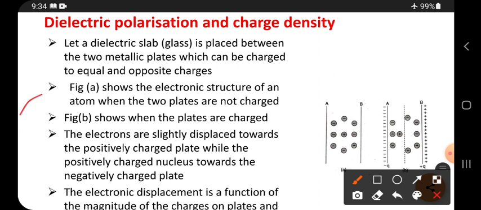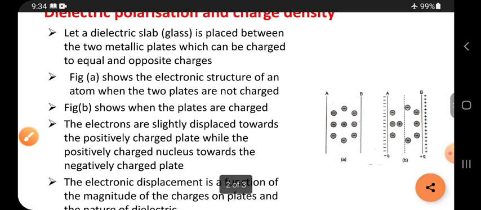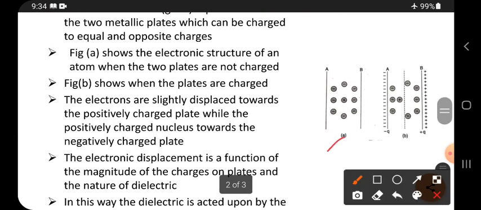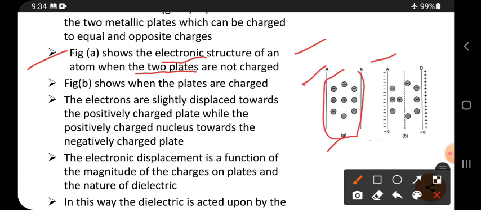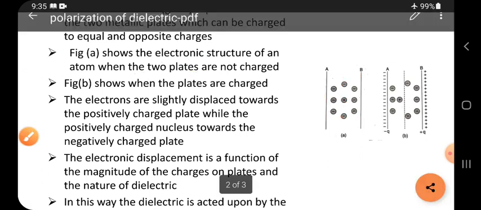There are two figures here, figure A and figure B. So this is figure A. Figure A shows the electronic structure of an atom when the two plates are not charged. So plate A and plate B are not charged. So inside, what is kept? One dielectric substance is kept. Inside the dielectric material, all the atoms may have a positive charge at the center, and around it negative charges are present like this. Okay, so see, the negative charges are around it completely like this.